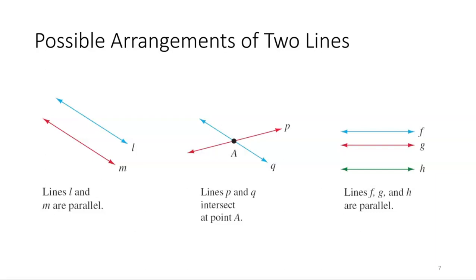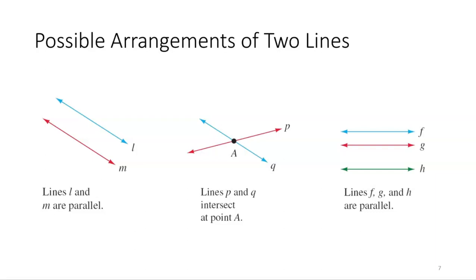So when we have 2 lines, we're talking about possible arrangements of 2 lines that are on a plane. Those lines could be parallel, or they could intersect at a point. So on a plane, 2 lines are going to be parallel, never touching, or they'll be touching at one place.